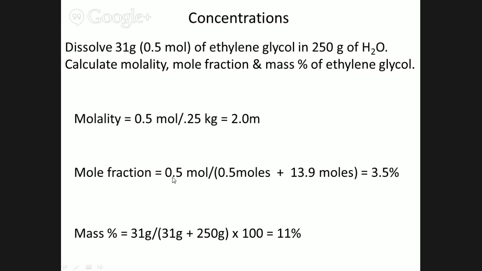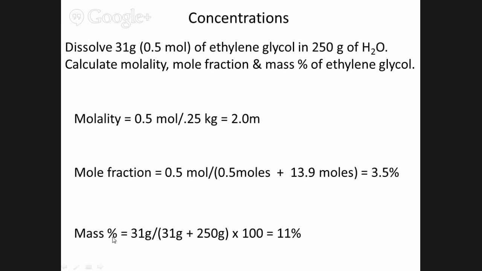Our mole fraction, 0.5 moles divided by 0.5 moles plus 13.9. Where did the 13.9 come from? That's the 250 grams divided by 18 for water, 18, 2 hydrogen, 16 for the oxygen. So 250 divided by 18 gives us our 13.9 moles. The reason for the adding is it has to be the total number of moles in the solution. So 0.5 divided by 14.4 gives us 3.5%.